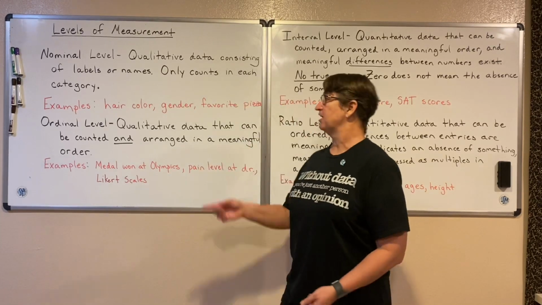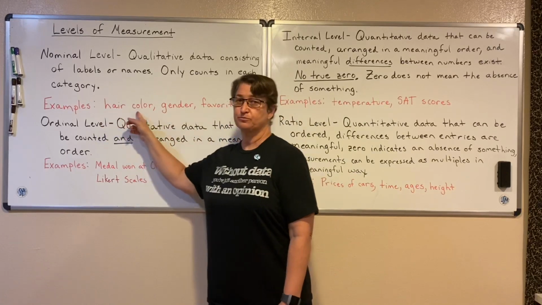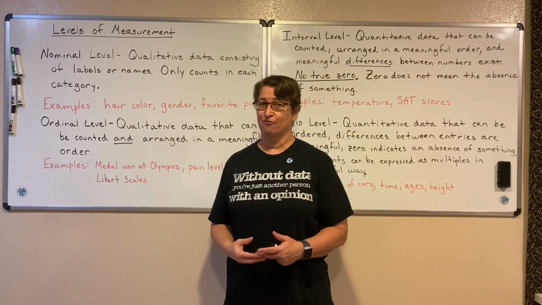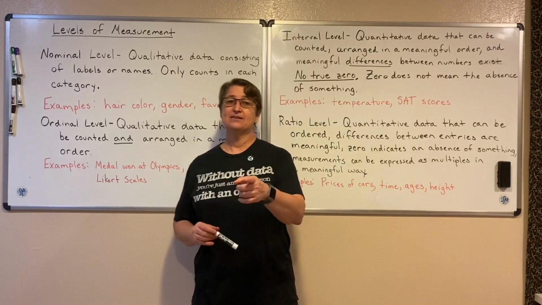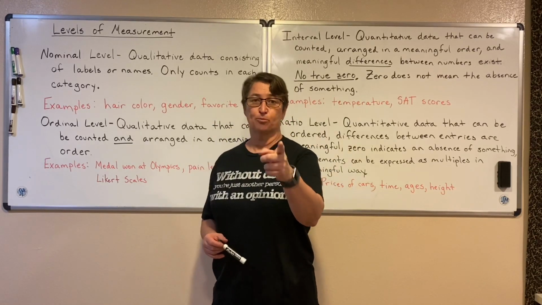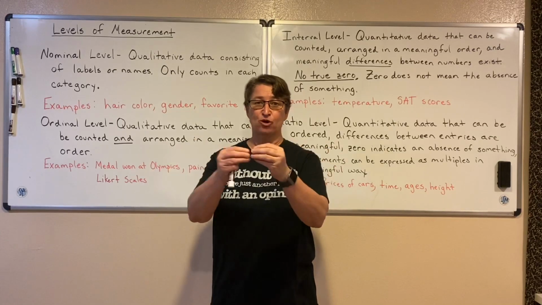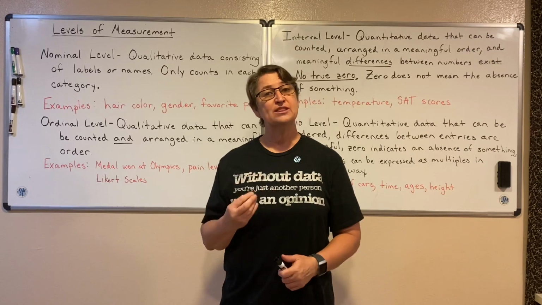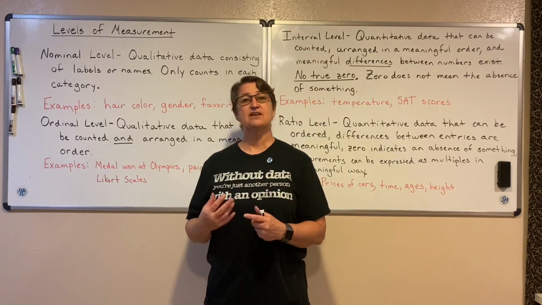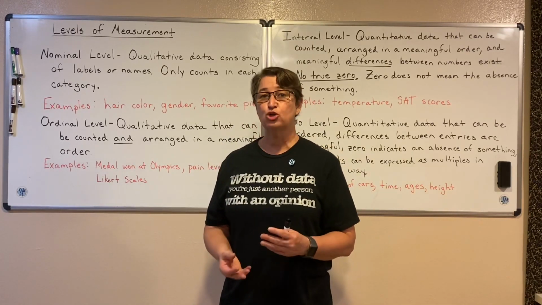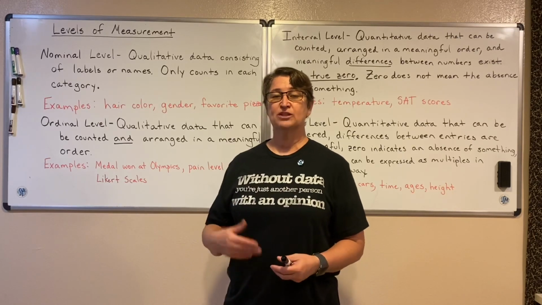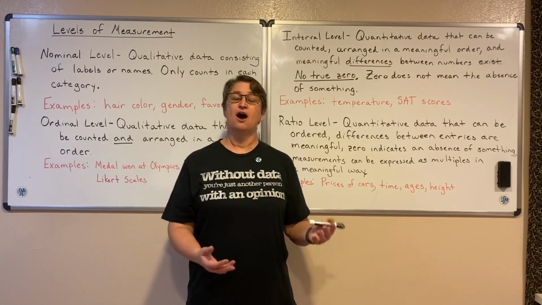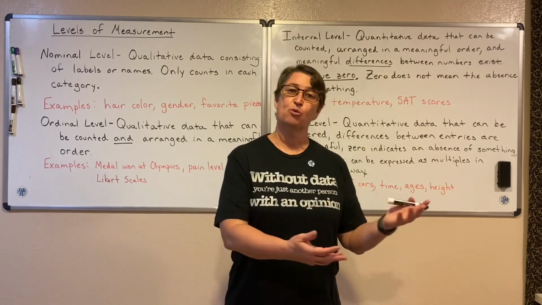So for instance, if I've collected hair color, there are certain things I can't find. I can't find a mean average of hair color. I can't take your blonde and your brown and your black and add those together and divide. That doesn't make sense. The only thing I can do statistically is find maybe a proportion of my population that has black hair, or I can find a percent of the population that has purple hair.